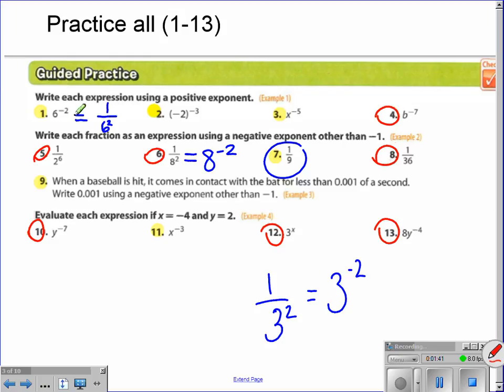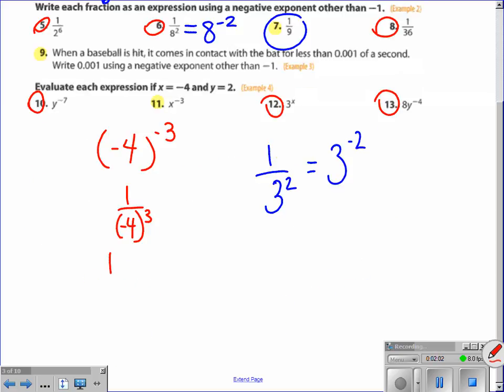So it is x. I'm going to write it as a parentheses. X is a -4 to the -3rd power. Now it says evaluate. All right. So first off, I want to make this exponent positive. So I'm going to rewrite this as a -4 as the denominator to a positive 3. Remember, this is the same as saying 1 over -4 times -4 times -4.